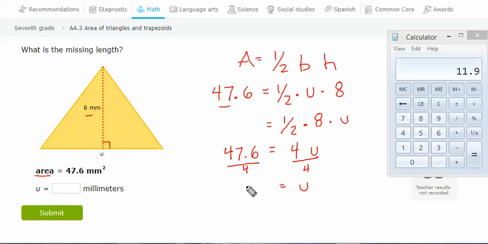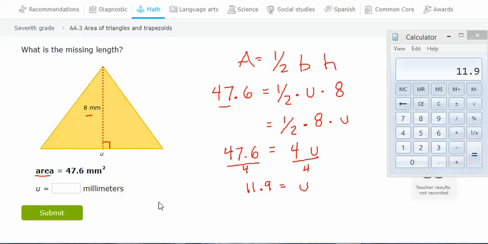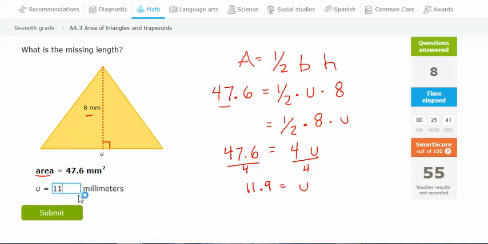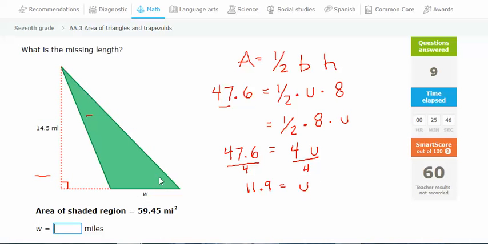Okay, so that gives us 11.9. Do it again, I like to check my work. 47.6 divided by 4 equals 11.9. Drop that in the box. Alright, so that's how you do those types of problems. Just use substitution. Substitute the values that you know and then solve for the answer.